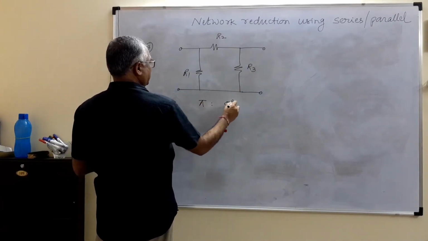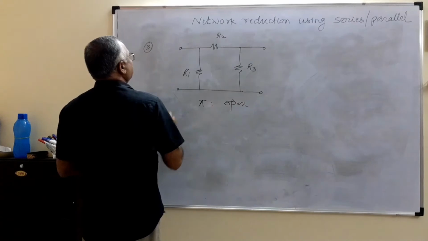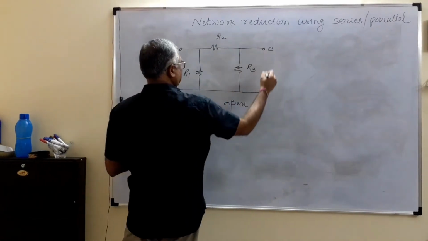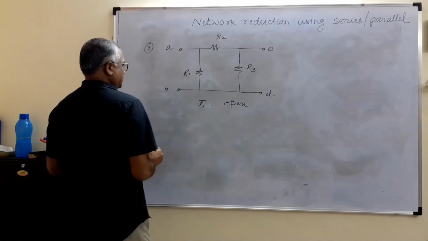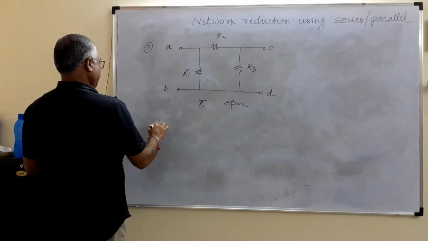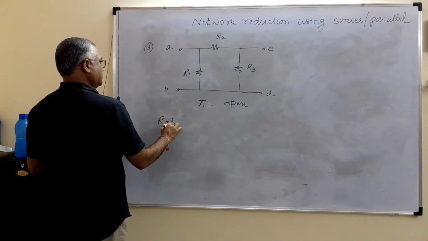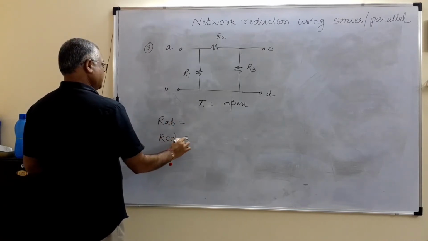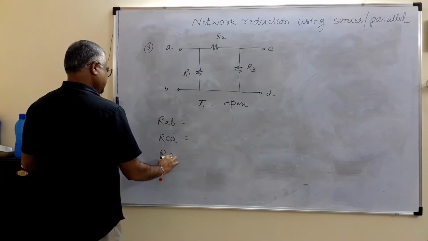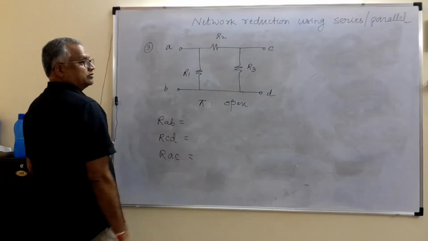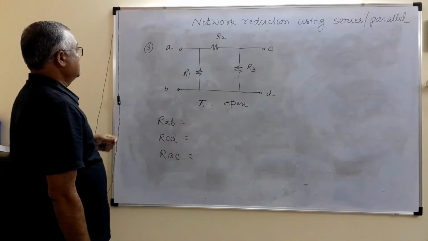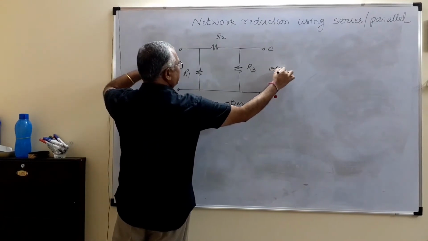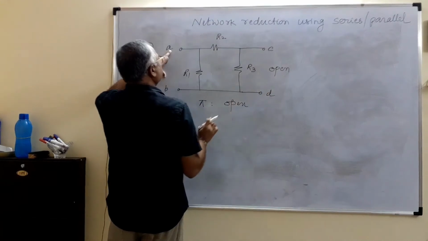Pi with open. So these terminals as usual, A, B, C, D. Again let us answer RAB, RCD, RAC. These are the three important things. So what is RAB? When this portion is open, these two terminals are open.